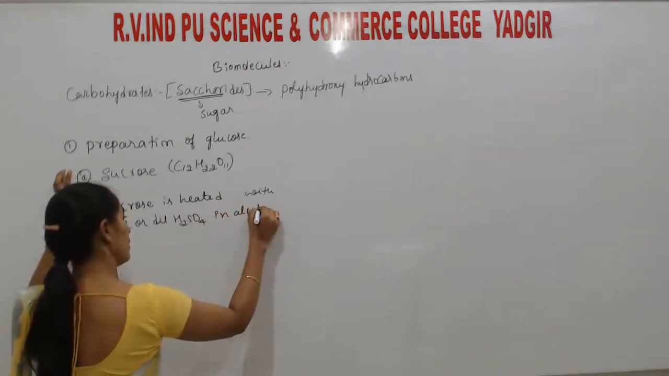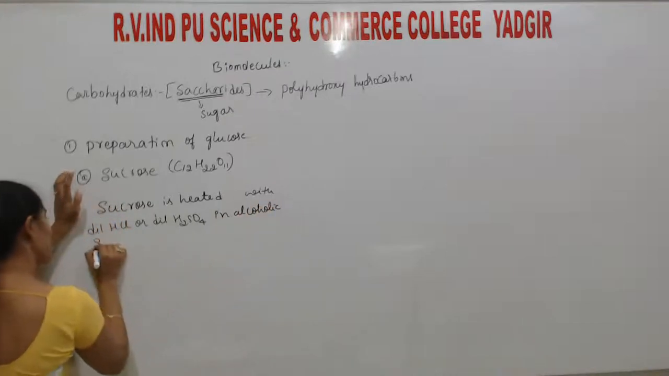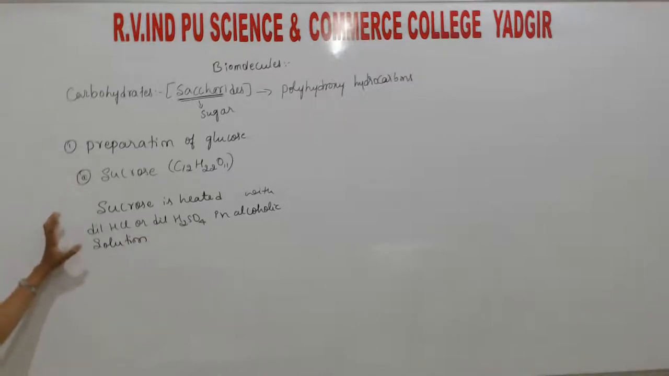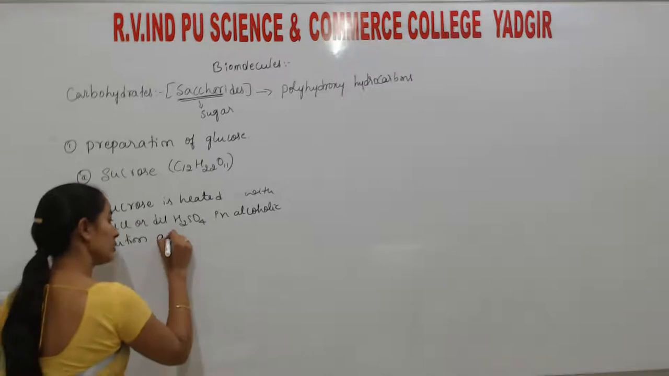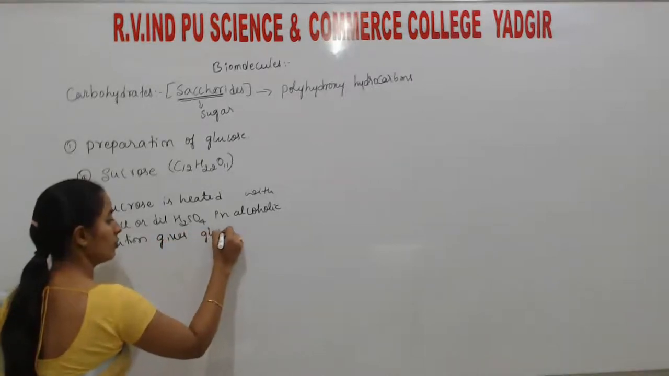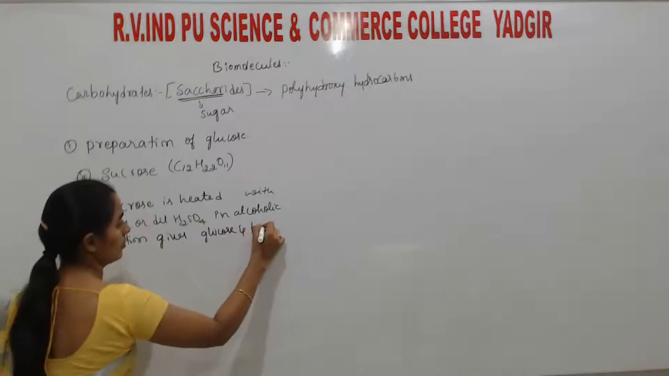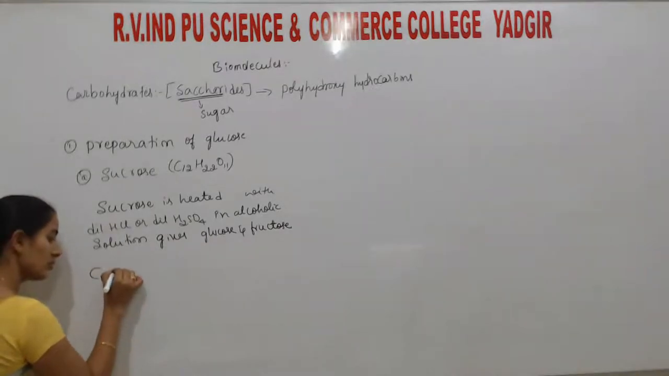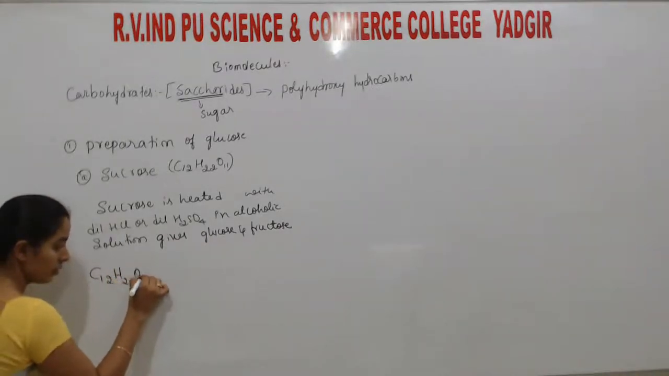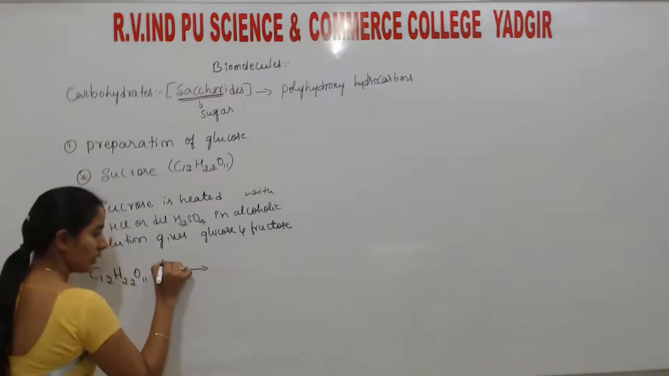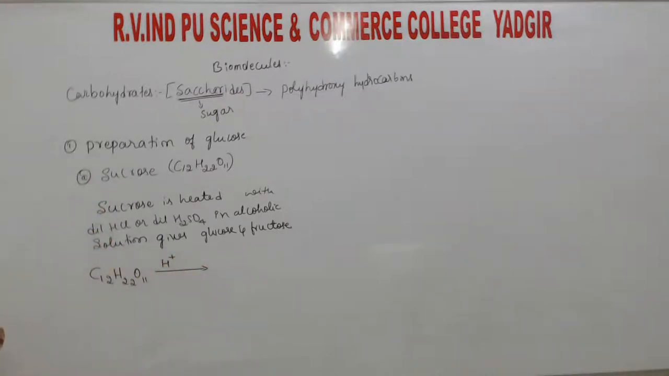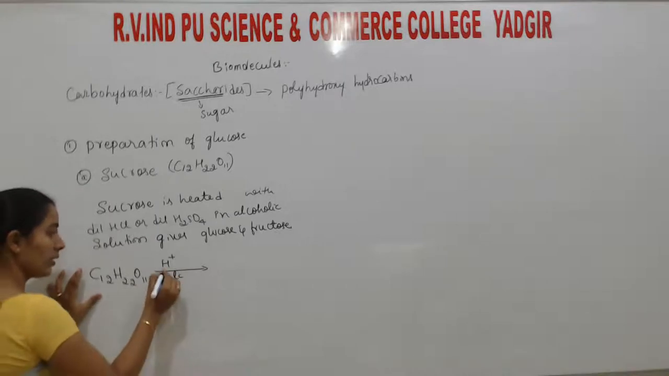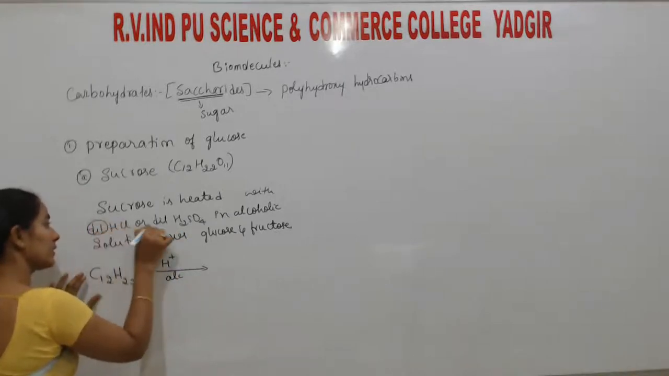in alcoholic solution. Dilute HCl or H2SO4 in alcoholic solution gives glucose and fructose. So sucrose is C12H22O11. Here we are using acids, in presence of alcoholic solution. Here we are using dilute acids.